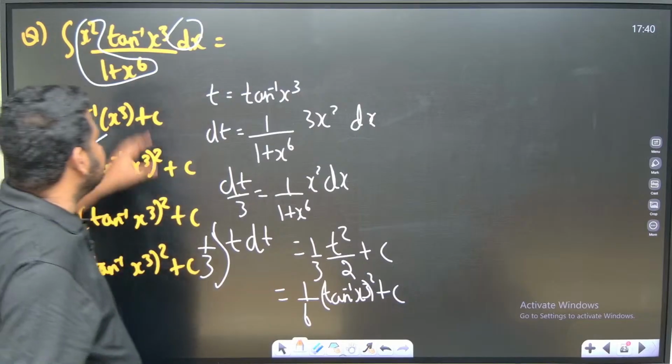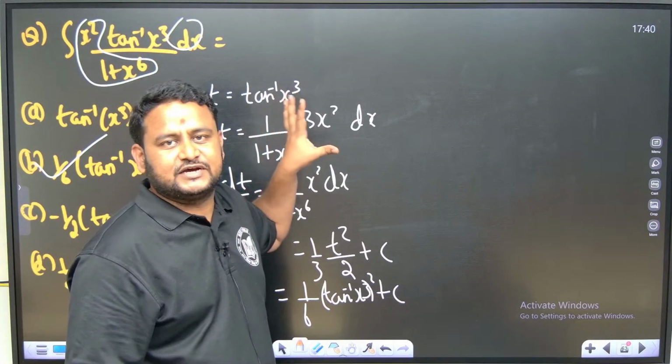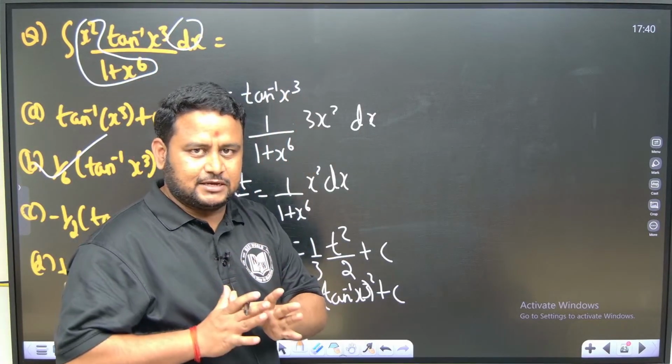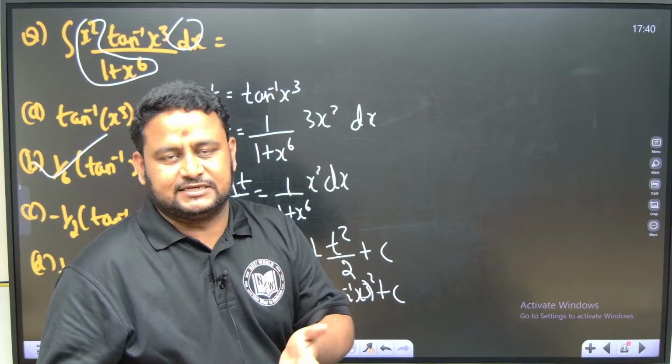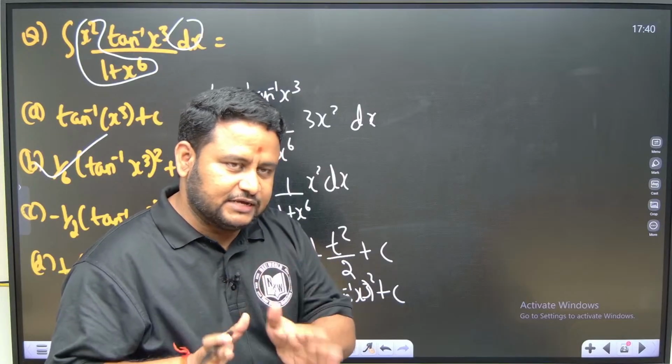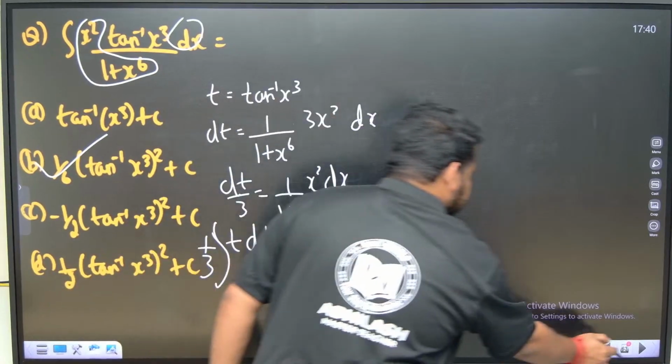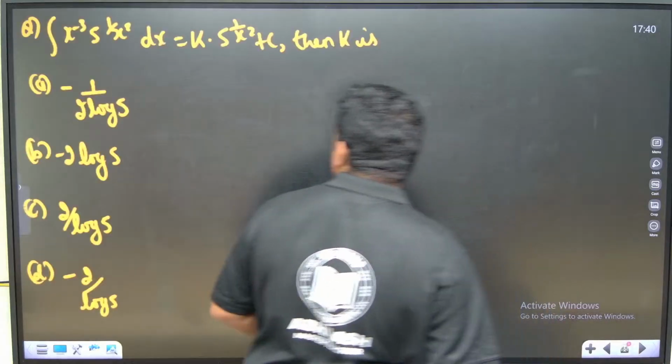So here in this question we use the substitution tan inverse of x cube. Like I told you in previous class also, whenever you get inverse trigonometric function, please take that as t. That is, you have to use substitution for inverse trigonometric function. Clear? I hope it is clear. So let us move to the next question.